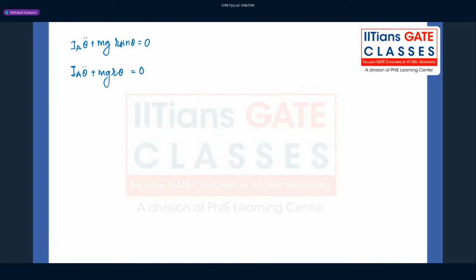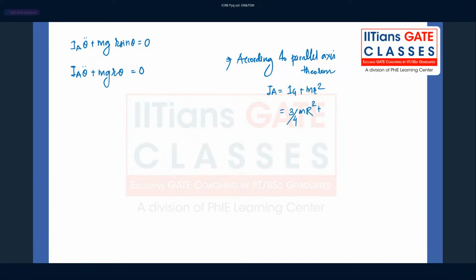We know that 3 by 4 mr square is the moment of inertia of this disk about the center, but we don't know about Ia. According to the parallel axis theorem, we can say that Ia is equal to Ig plus mr square. Ig is what? 3 by 4 MR square, capital R square, and we know that small r square is equal to capital R square by 2. So using that, I can say mr square will be half of M capital R square.